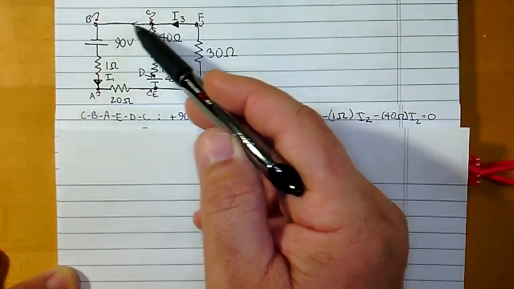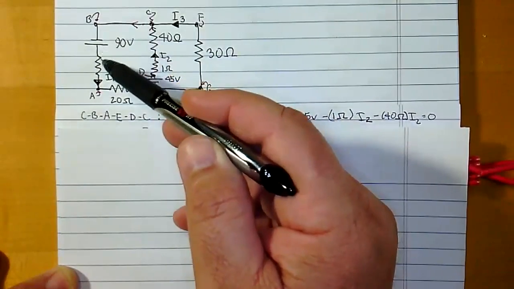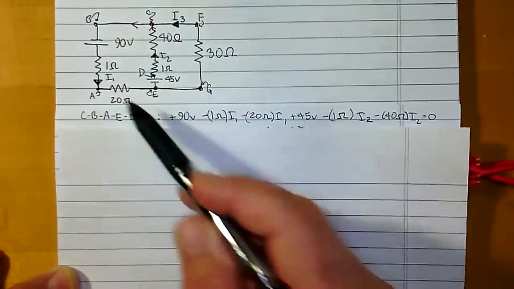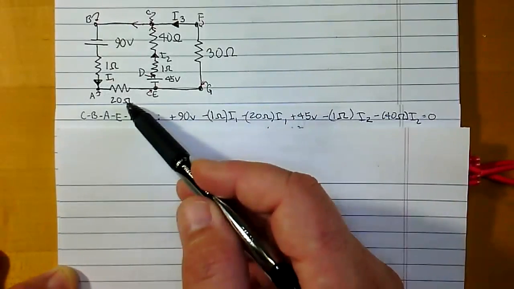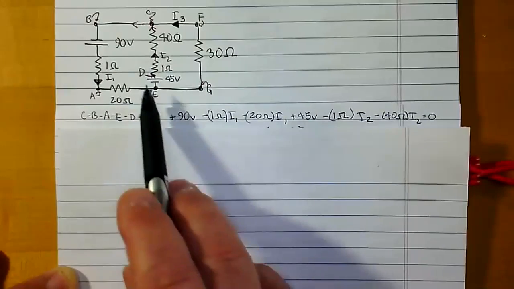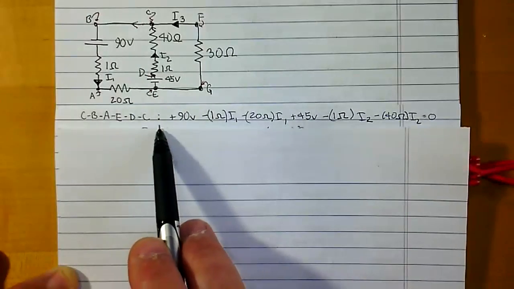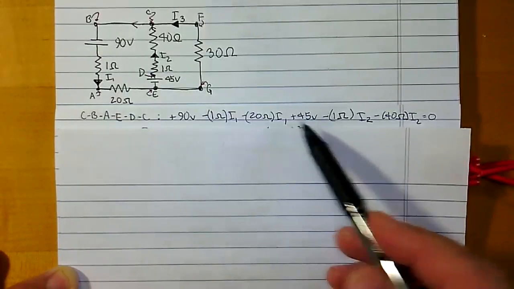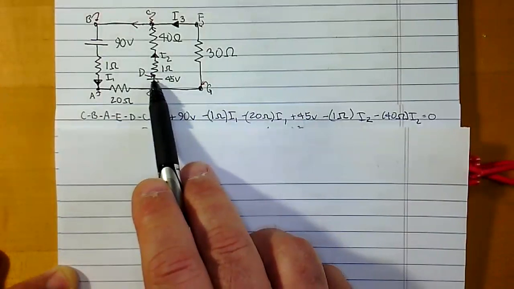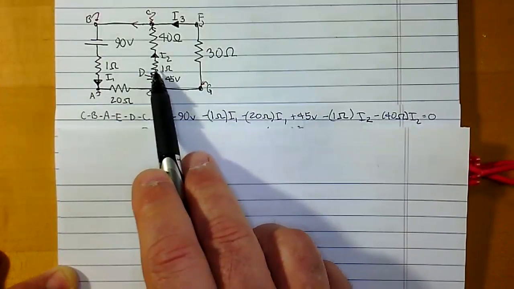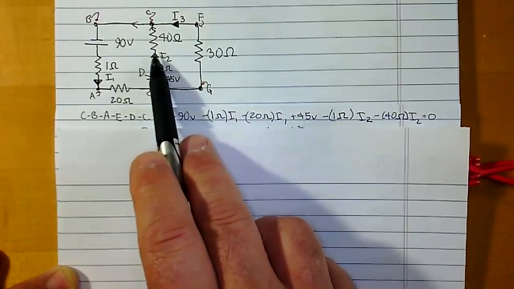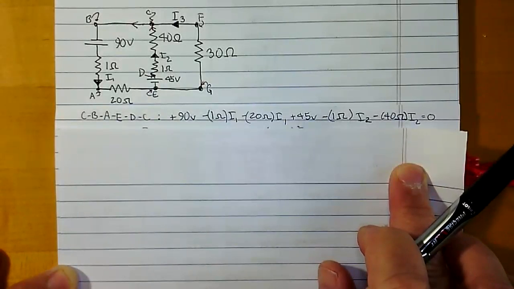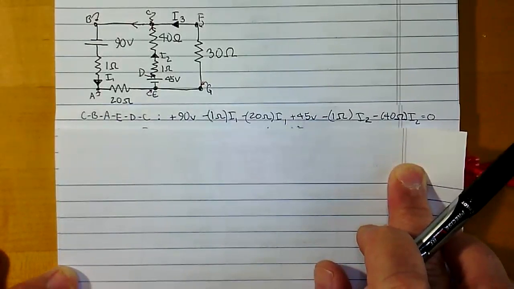So again, starting at C: plus 90 volts minus 1 ohm times I1, minus 20 ohms times I1. Now I'm up to here. And now I go from the negative side to the positive side of a 45-volt battery. So that's a plus 45-volt change. And then I'm going the direction of current, so it's minus 1 ohm times I2, minus 40 ohms times I2. And since I'm back where I started from, the sum equals 0.